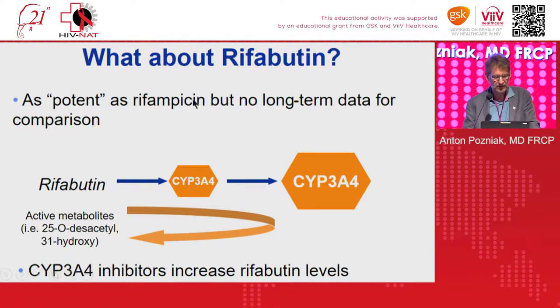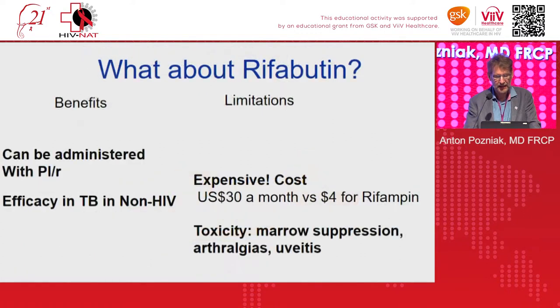The problem is it's both: it also induces 3A4, and it also is actually a substrate as well. And there are all sorts of problems with rifabutin, but the drug interactions aren't as bad. It can be administered with a boosted PI, which rifampicin can't. There's some data on efficacy in non-HIV, but it's expensive.